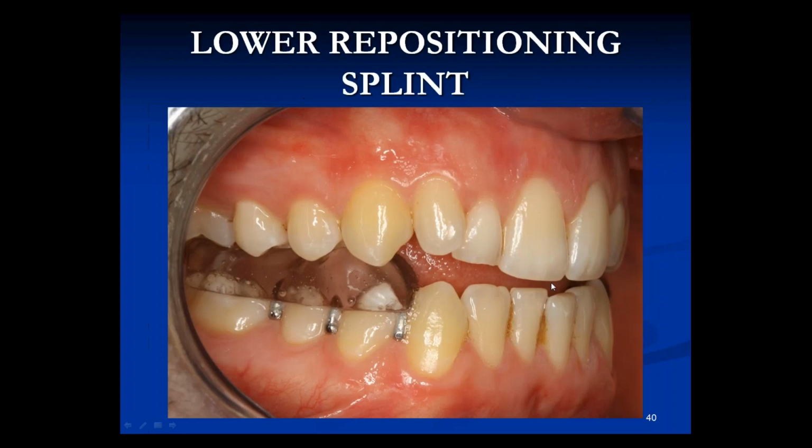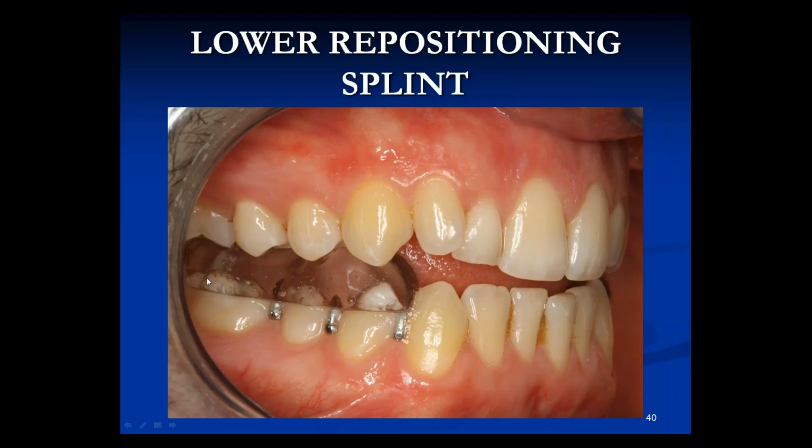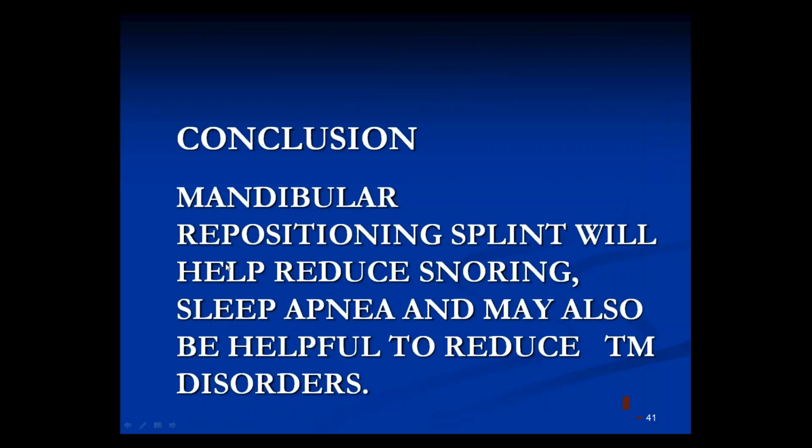So I'll show you what I do, okay? That's what I use. Remember, I use the lower repositioning splint if the patient has an internal derangement and they're clicking, and I make the splint in a position where they don't click. Conclusion, mandibular repositioning splint will help reduce snoring and sleep apnea and may also be helpful to reduce TM disorders. So I'm very high on this one. I'm not high at all on that upper night guard. I just see no use for it at all.